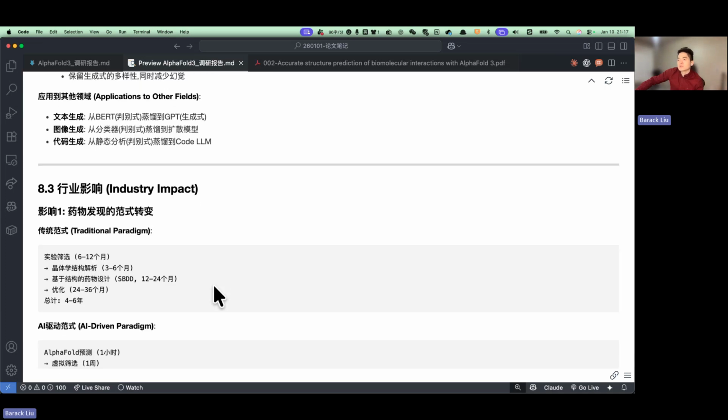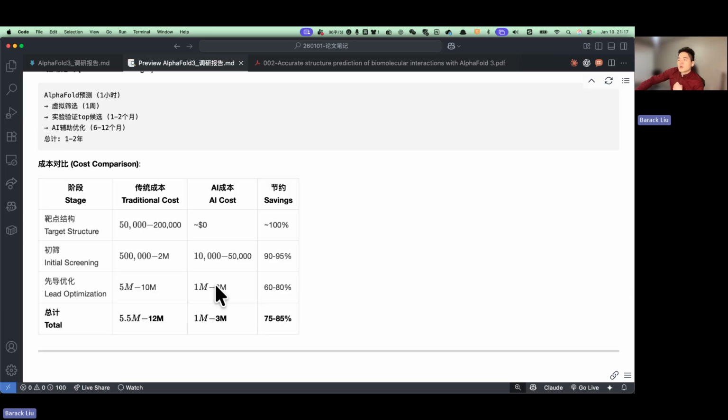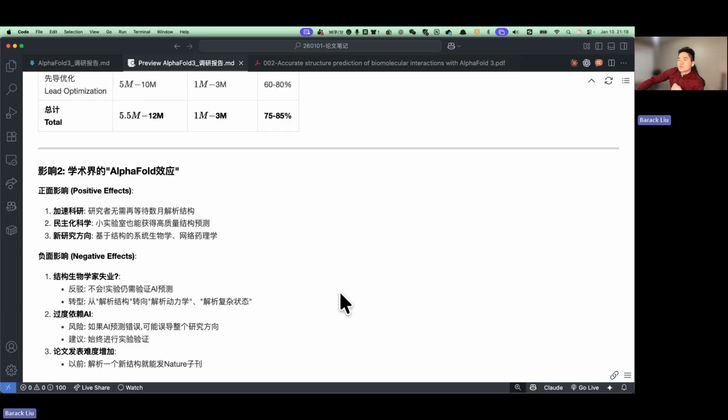Industry impact. Traditional paradigm to AI-driven paradigm. Oh, that's crazy.